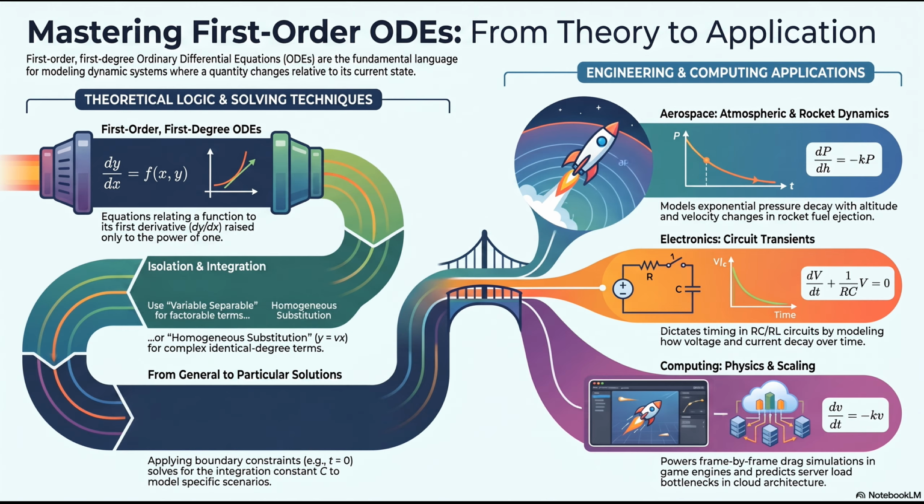The best way I can visualize this is that it feels exactly like sorting laundry. Sorting laundry. Okay, I'm intrigued. Yeah, you've got this mixed up basket of x terms and y terms all mashed together in the equation.